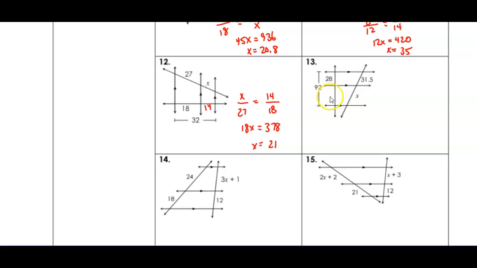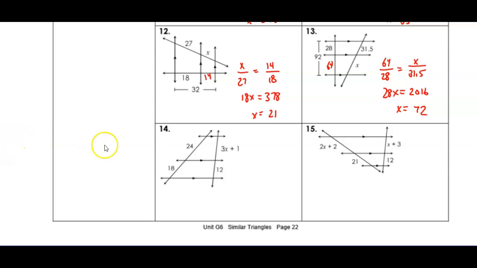And over here, 92 is going to subtract 28 and give me 64. So I have 64 over 28 equals x over 31.5. So 28x is equal to 2016. So x divides out to 72 in this one. All right, try the last two. You can pause for a minute, try the last two, and then come back to see how you did.